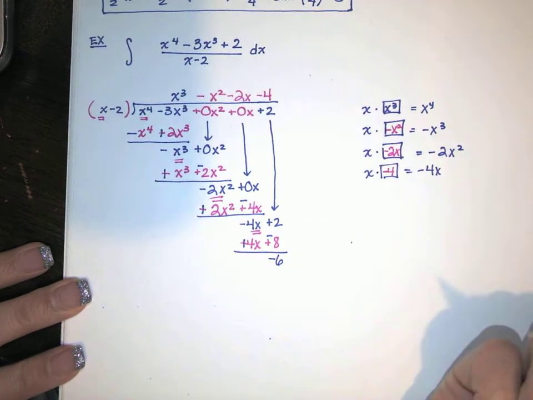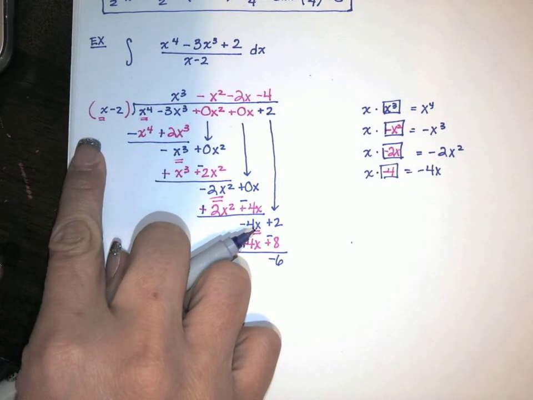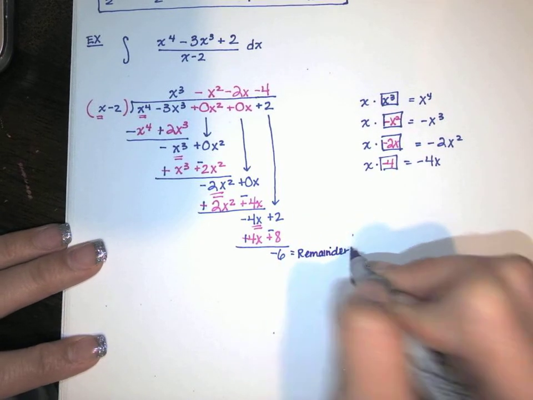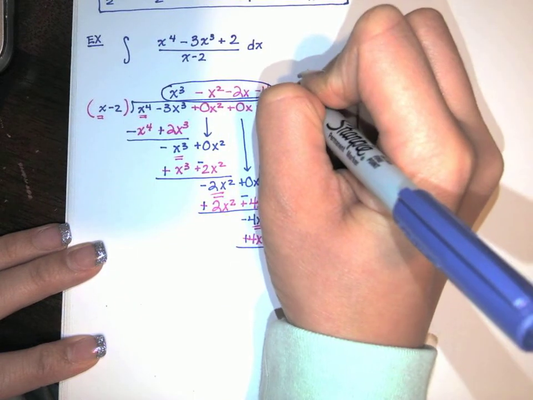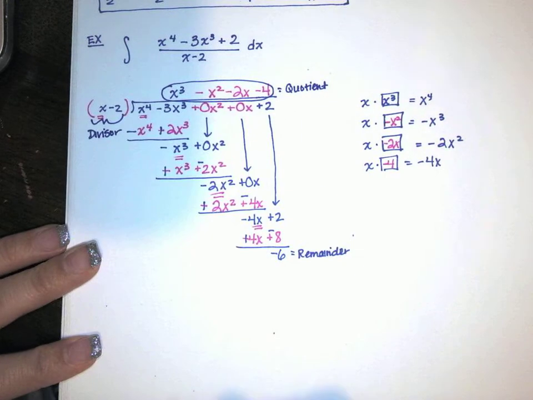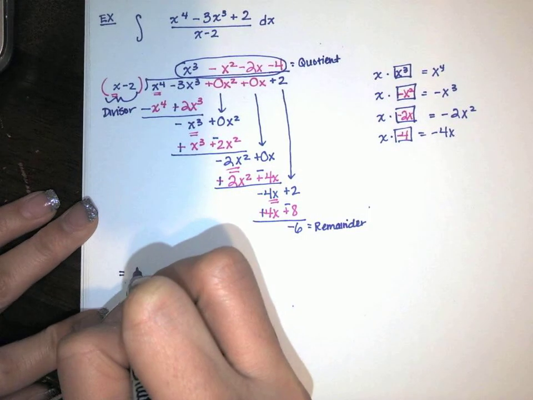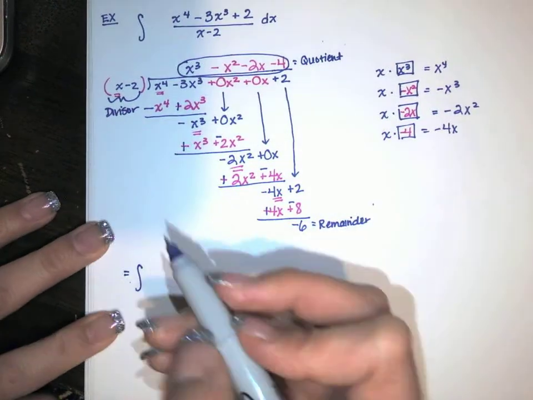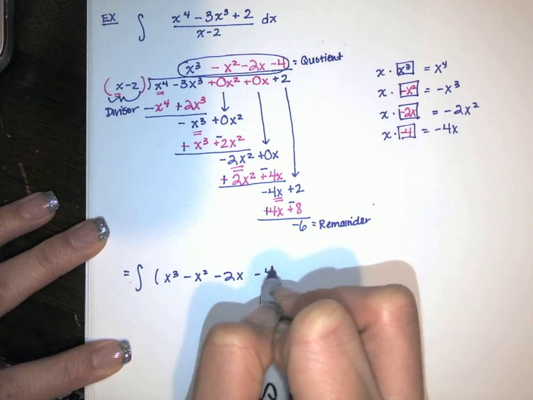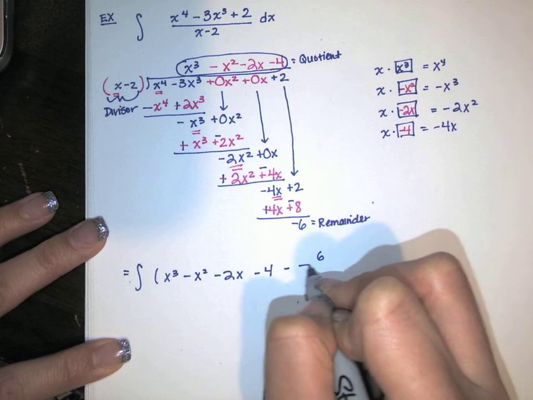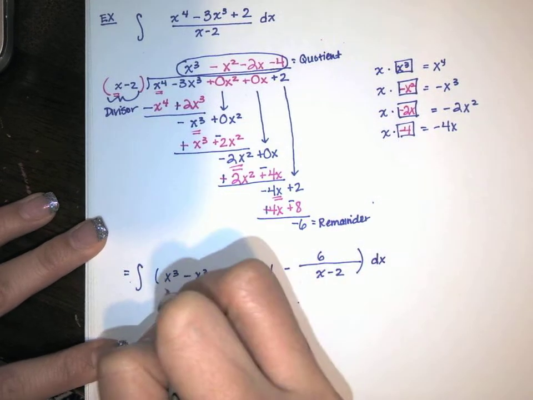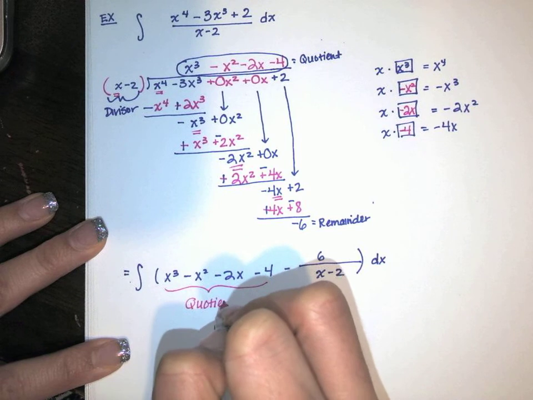This is degree 0, has no x's in it. That's degree 1, has 1 x in it, x to the first, so that must be our remainder. And this up here is our quotient. And don't forget, this guy is the divisor. So after dividing this by this, we get the quotient plus the remainder, or minus the 6, over the divisor. It's always quotient plus remainder over divisor.